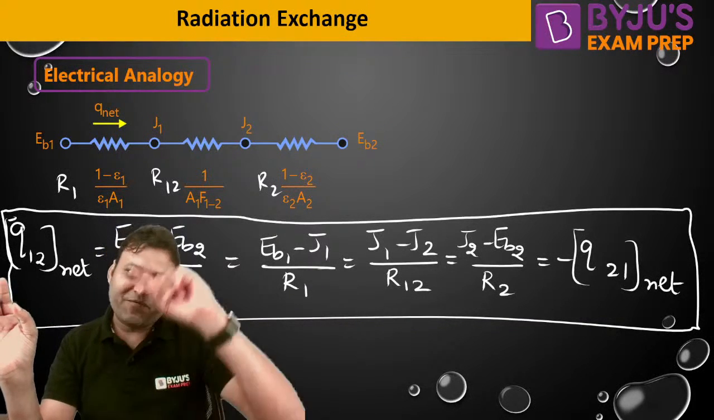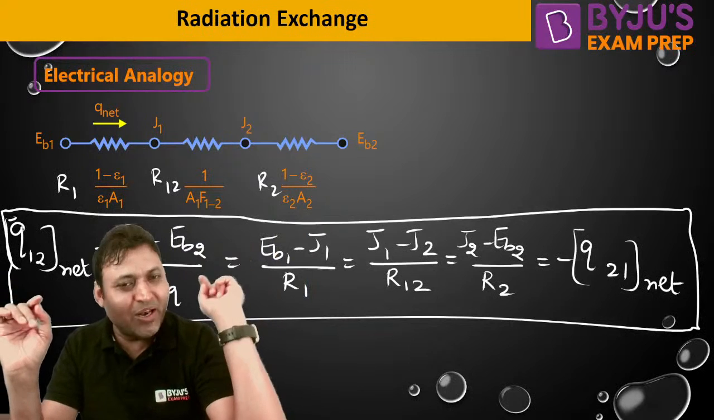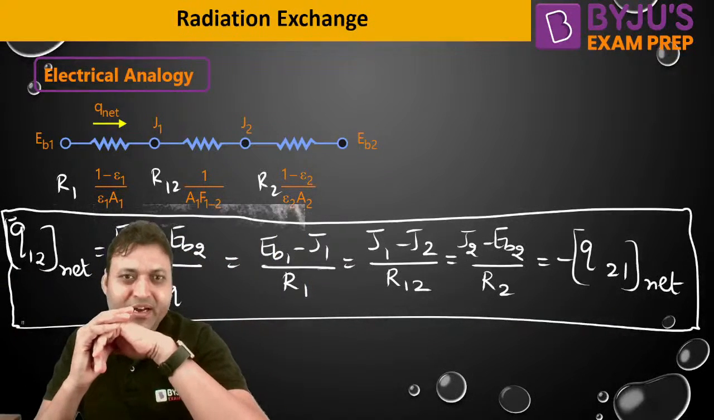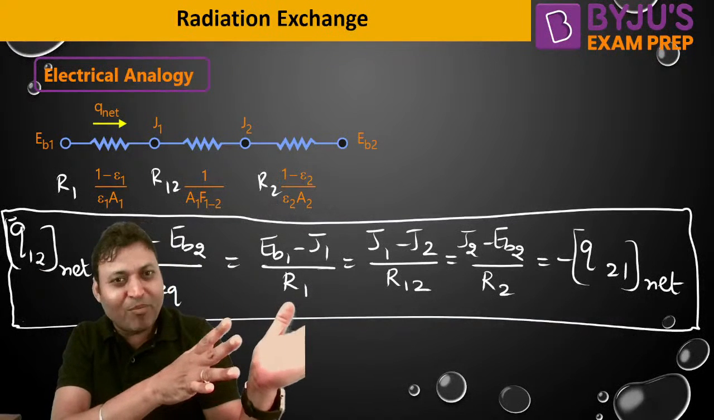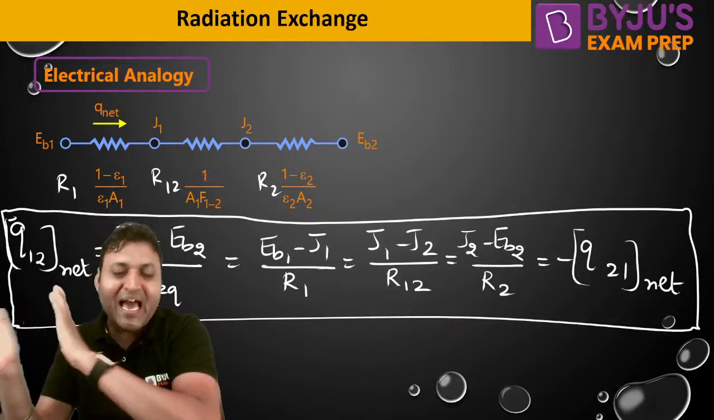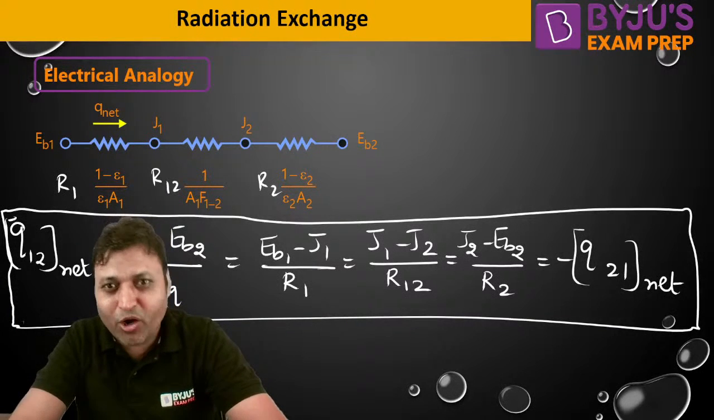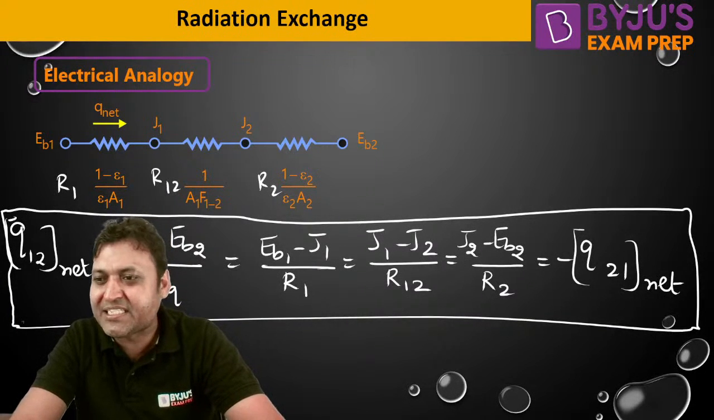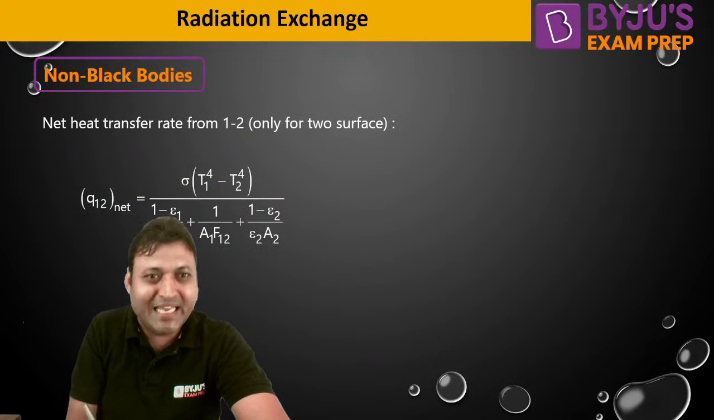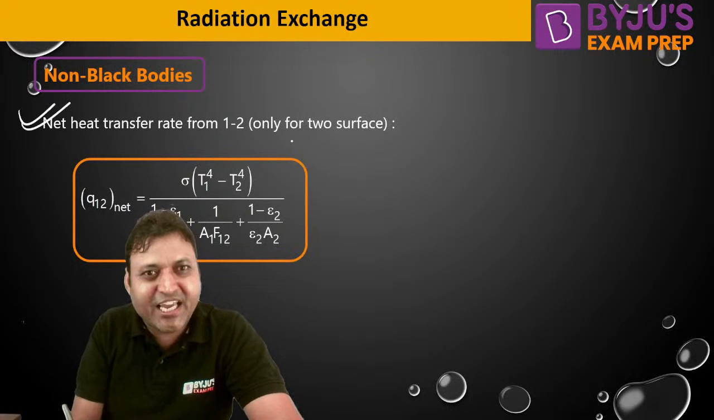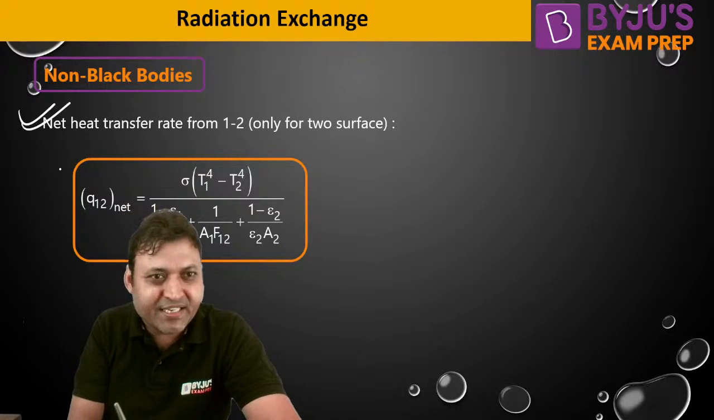series. If the first body is a black body, then R1 will be 0 and R122 will be there and R2 will be there. If the first body is non-black but the second body is a black body, then R2 will become 0. Whenever there is a black body, the surface resistance will be 0, but for a non-black body, the surface resistance will be non-zero. So this is the final expression, the net heat exchange between two surfaces.